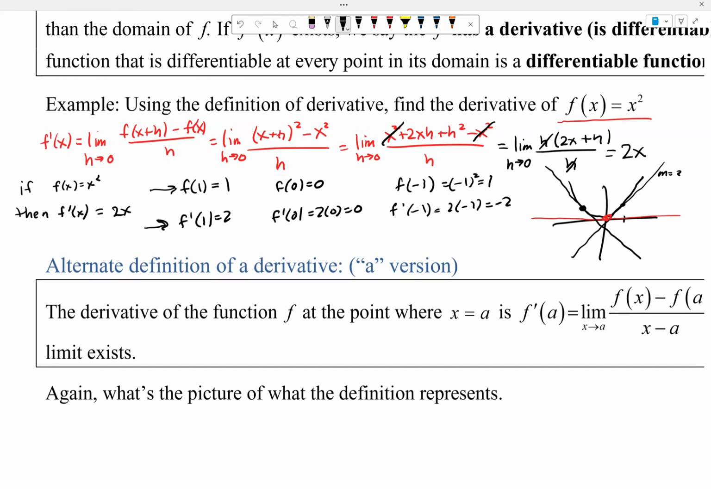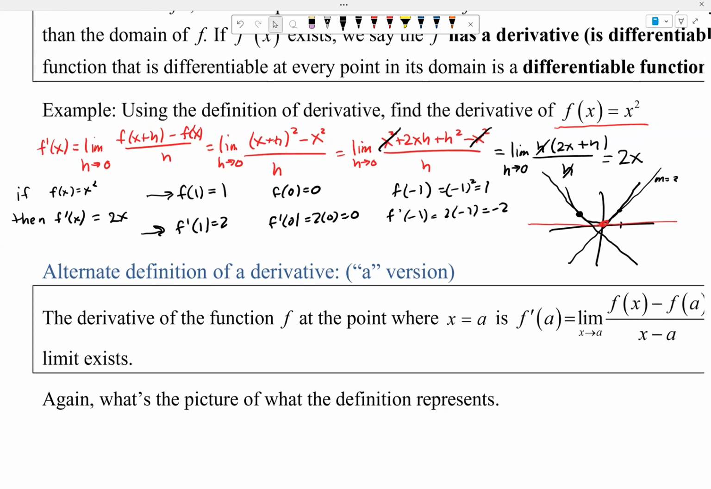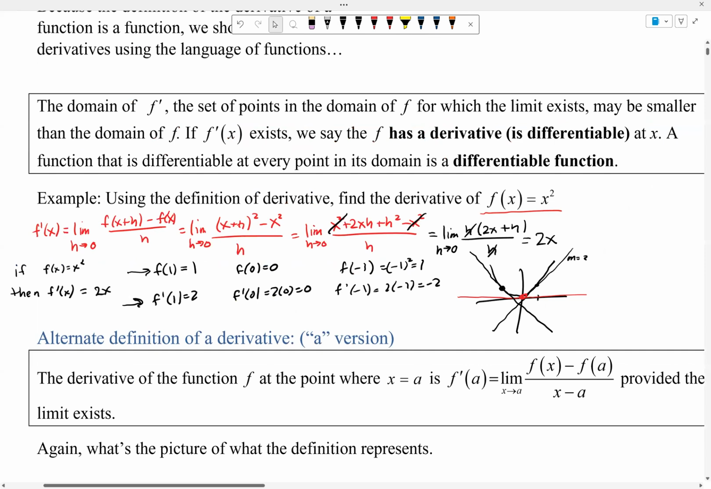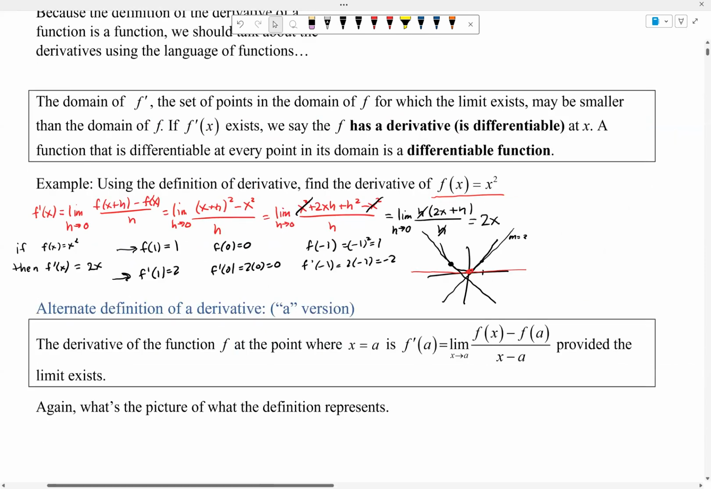Now, you see that our original function is a function. F prime also acts like a function, right? So if it's a function, we have to discuss its range and domain. We do know that the domain of the f prime function is going to be the same or smaller than the f function. And wherever we say that the derivative f prime exists, we say that the original function is differentiable, or it has a derivative at that location.